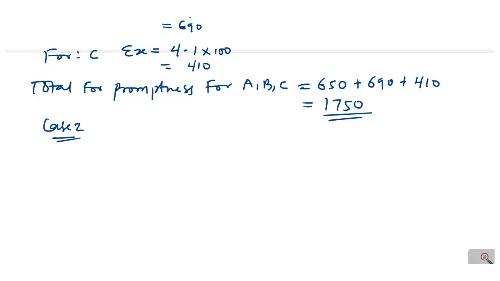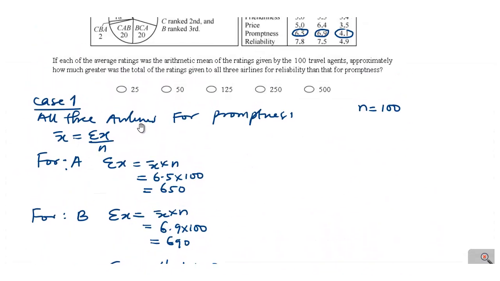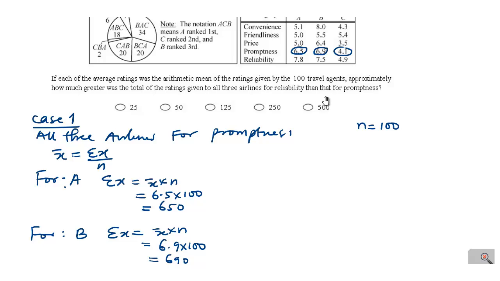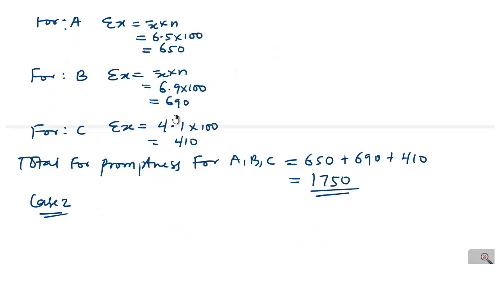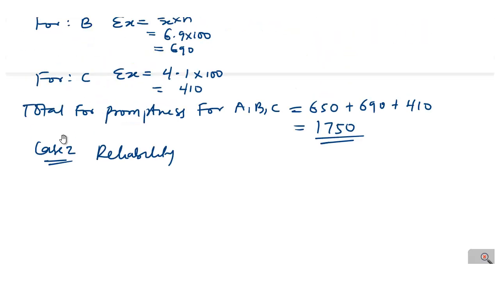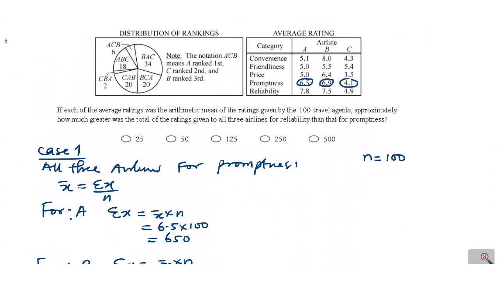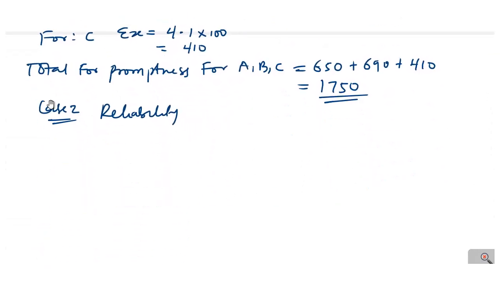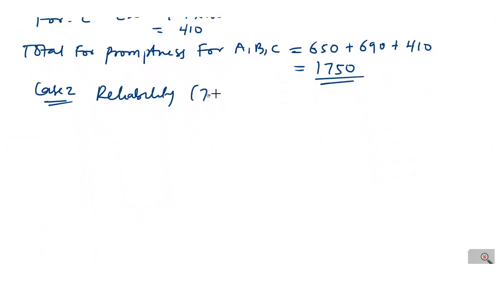Case 2, don't forget from the question we are considering reliability and promptness. So for case 2, we want to focus on reliability. That is all three airlines for reliability. So let's get all the averages that correspond to reliability for A, B, and C. So in that case, we have 7.8, 7.5, and 4.9. So what is the total sum?